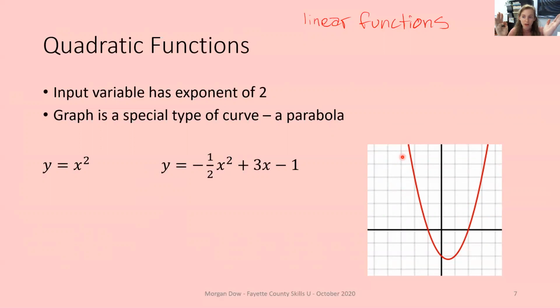Sometimes they can be wider or thinner. Sometimes they can be upside down. So you could have a parabola that's like flipped over. But anytime you've got an x squared, you're going to get this general kind of curve in your graph.